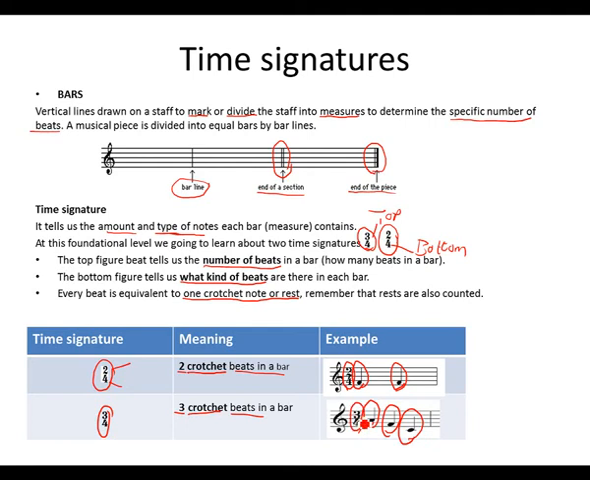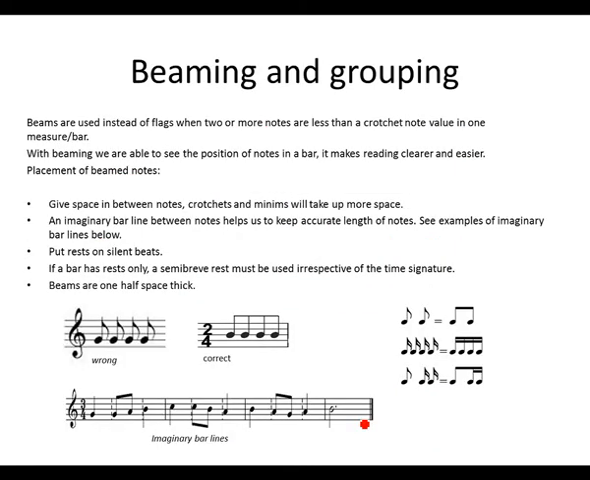Moving along: beaming and grouping of notes. Beams are used instead of flags when two or more notes are less than a crotchet note value in one measure or bar. We beam them, meaning we join them together. With beaming, we are able to see the position of notes in a bar. It makes reading clearer and easier.